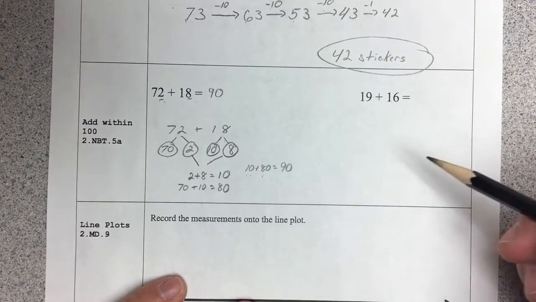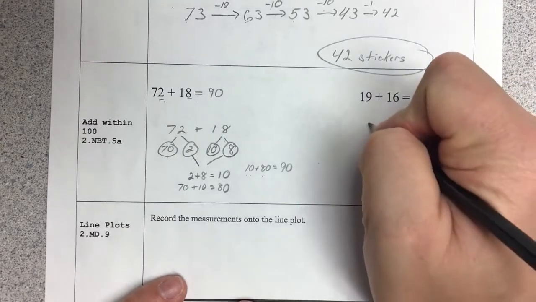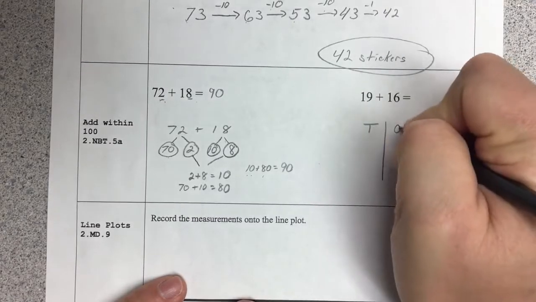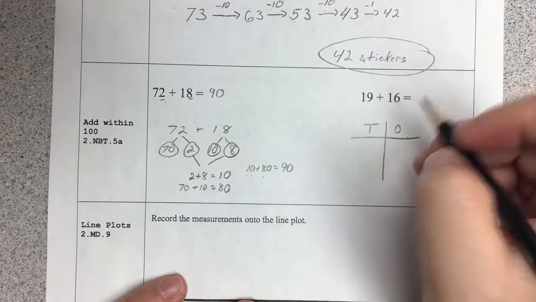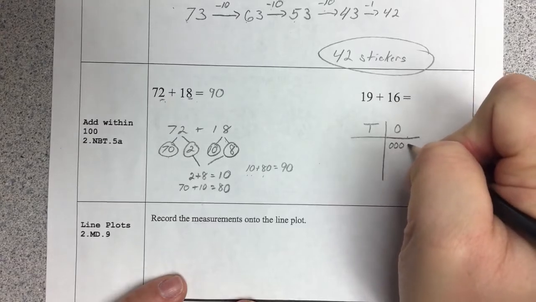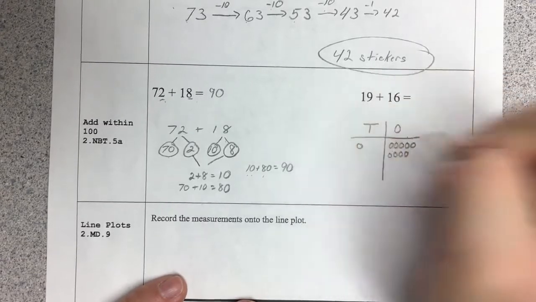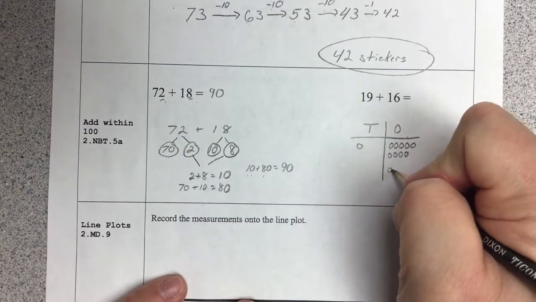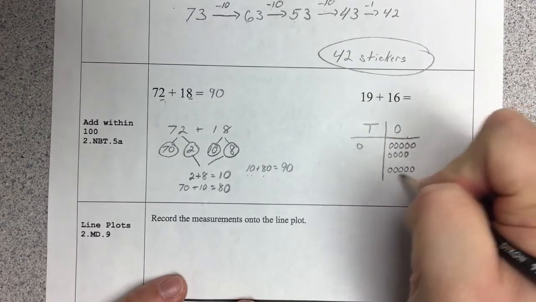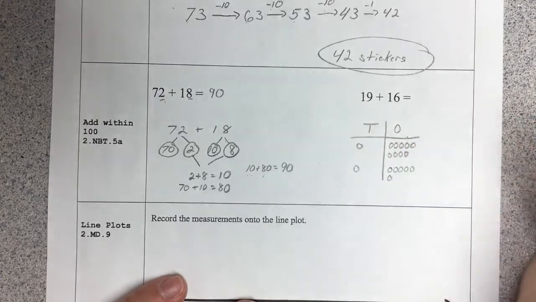This one I'm going to use a place value chart. So 19 plus 16, I have my 10s, I have my 1s. So 19, I have 9 1s, 3, 4, 5, 6, 7, 8, 9, and 1 10. 16, I have 6 1s, 1, 2, 3, 4, 5, 6, and 1 10.